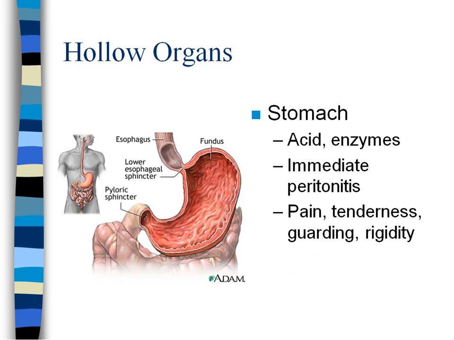Hollow organs. Stomach, obviously, holds acid and enzymes. This causes immediate peritonitis, because that acid causes a lot of irritation and complications for the peritoneal lining. Pain, tenderness, guarding, and rigidity. You have the pyloric sphincter here, and the lower esophageal sphincter here, so it comes from the esophagus. Fundus is basically the top point. When we talk about OB, we'll talk about the uterine fundus, which is just the top part of the uterus.